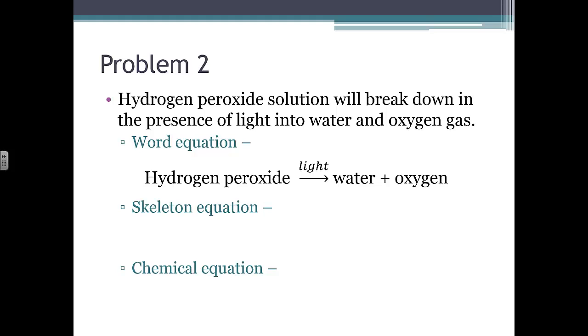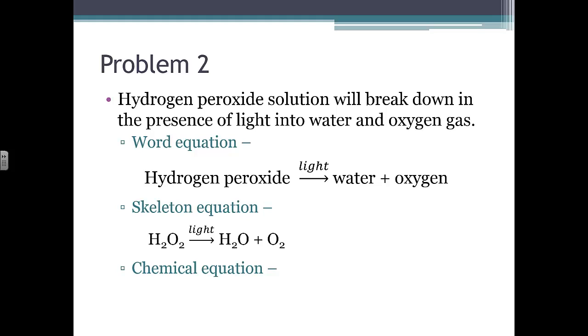Hydrogen peroxide yields water plus oxygen. Our skeleton equation would include our formulas, H2O2, which is hydrogen peroxide's formula. Water is H2O, and oxygen, remember, is a diatomic, so make sure you write it as O2. Having these formulas correct is essential, especially when we get to something we're going to be learning shortly, which is how to balance equations. The chemical equation for this would include any extra information, such as the presence of the catalyst, the light, and also any states of matter.